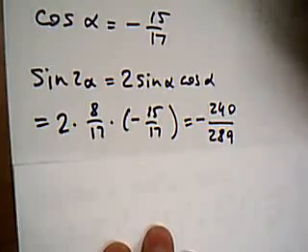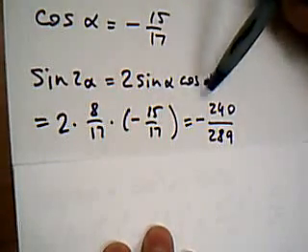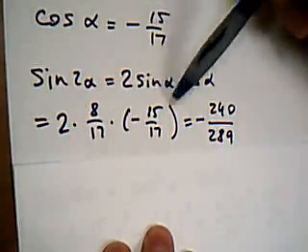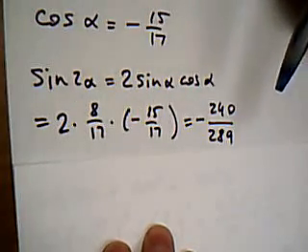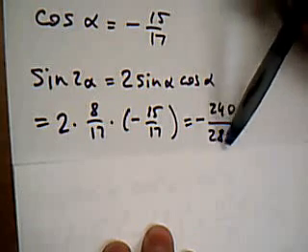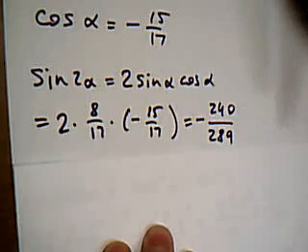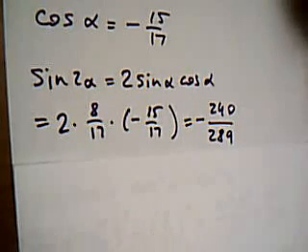So to evaluate the sine of 2 alpha, we substitute the known values into this formula. So sine of alpha is 8/17, cosine is negative 15/17, and after multiplication we get negative 240 over 289.